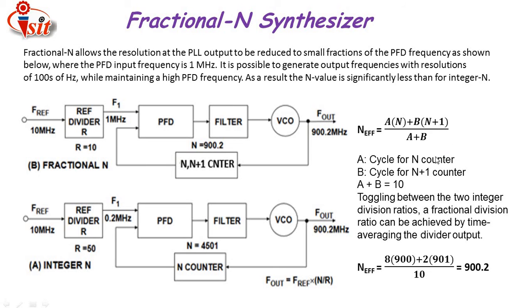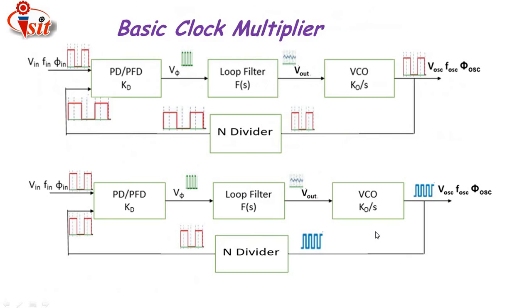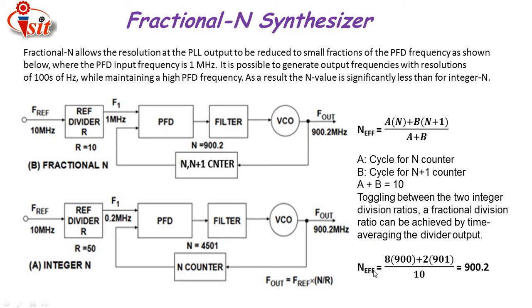That is a total of integer n and fractional n, and the a plus b we are getting over here is 10. Then, toggling between the two integer division ratios, that means toggling between n plus 1 and n, we get a fractional division ratio, which can be achieved by time averaging the divider output. That is, N_eff is equal to 8 into bracket 900 plus 2 into bracket 901 divided by 10, which is equal to 900.2. Like this, here is a fractional n, and integer n is present, related to the fractional n synthesizer.